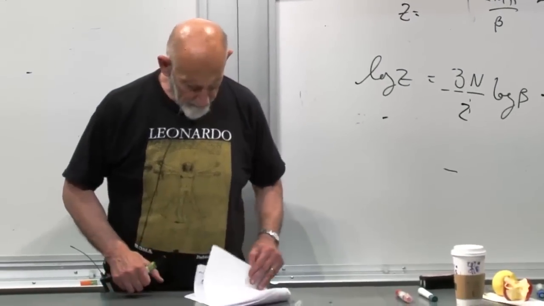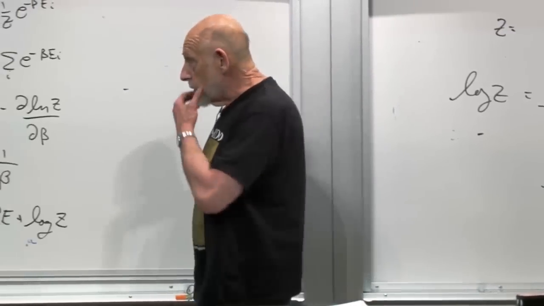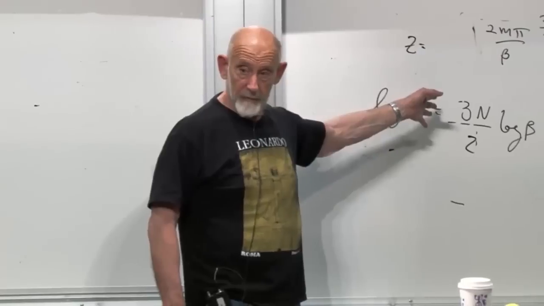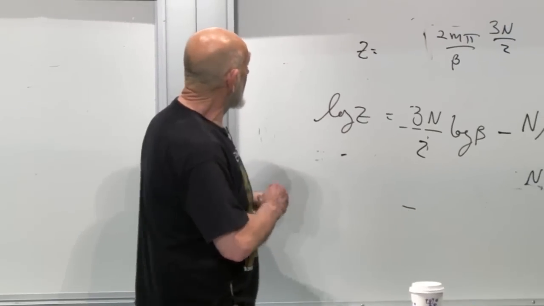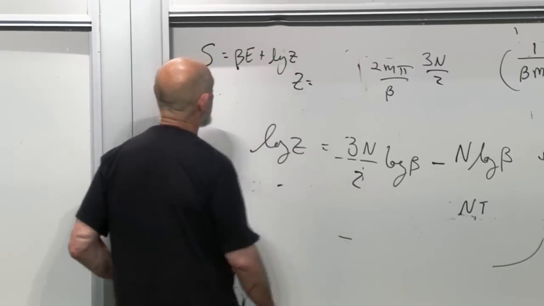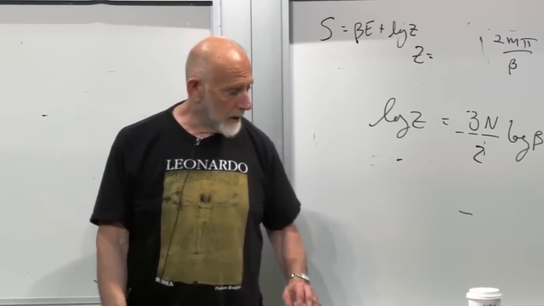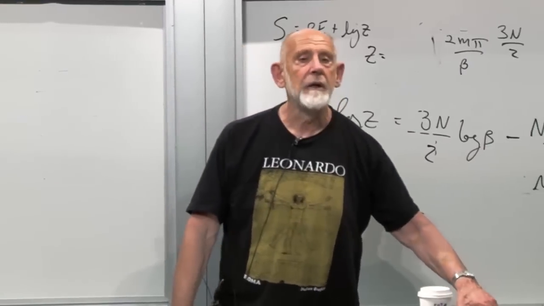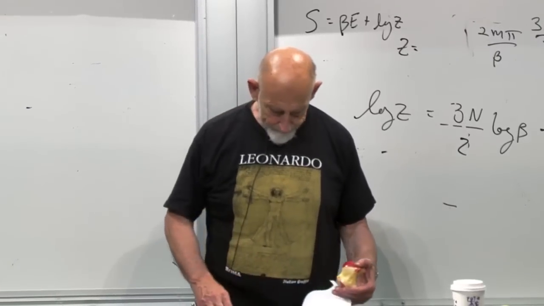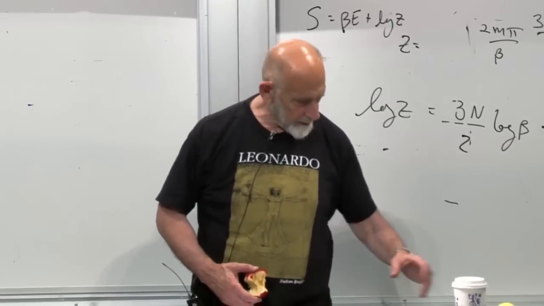Those are a couple of examples of very, very simple calculations of partition functions. And incidentally, as a homework problem, calculate the entropy of this gas. Remember what the entropy is. The entropy is S equals beta E plus log Z. Calculate the entropy and the entropy per particle, just as an exercise. It's very straightforward, very easy. Maybe we'll use it for something. And that finishes us up for tonight.